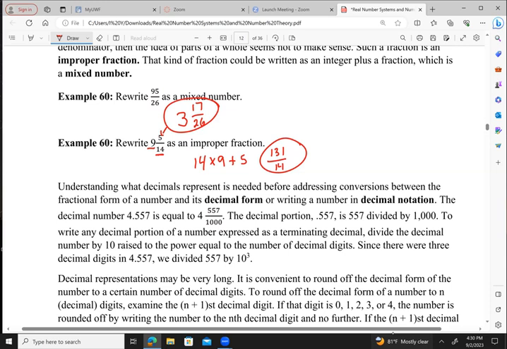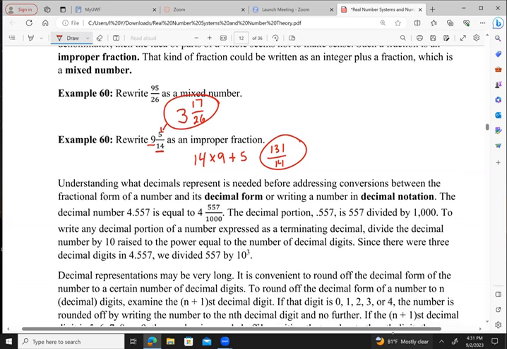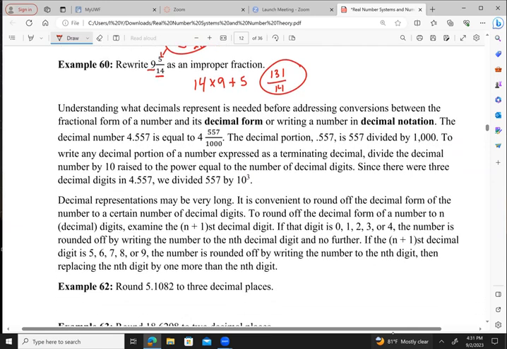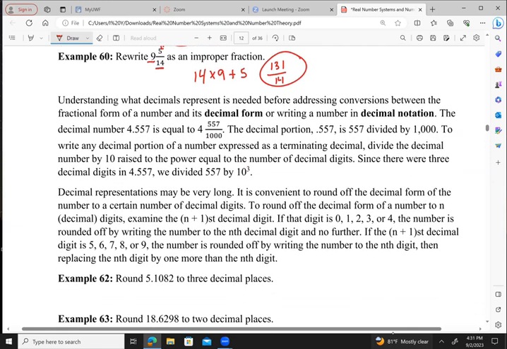So understanding what decimals represent is needed before addressing conversions between fractional form of a number 557 over 1,000. The decimal portion 0.557 is 557 divided by 1,000. To write any decimal portion of a number expressed as a terminating decimal, divide the decimal number by 10 raised to the power equal to the number of decimal digits. We had 3. So we did 10 to the third power, which is 1,000.